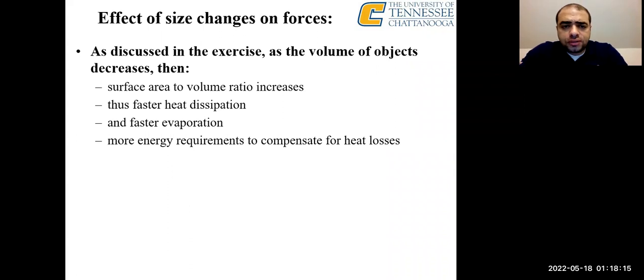Effect of size changes on forces. So we're going to discuss this in the next lesson. And as we saw, as the volume of objects decreases, then the surface area to volume ratio increases significantly. Therefore, there's going to be faster heat dissipation, faster evaporation, more energy required to compensate for heat loss.